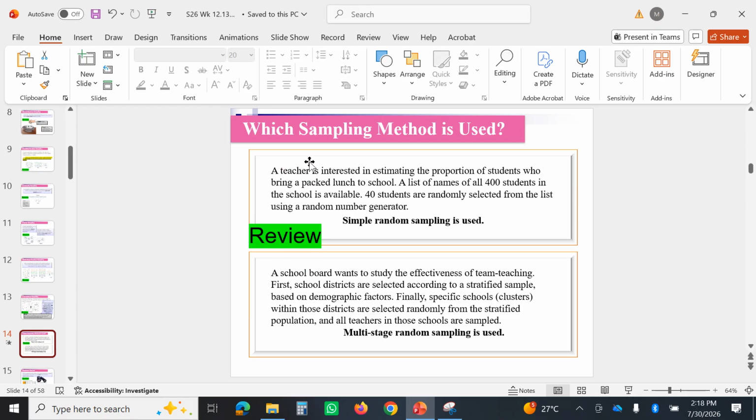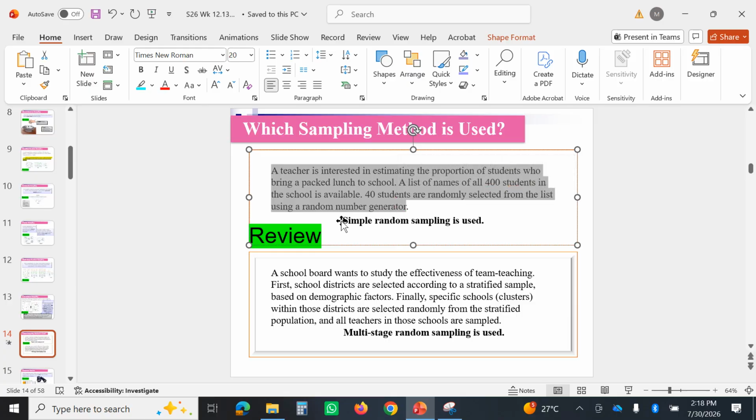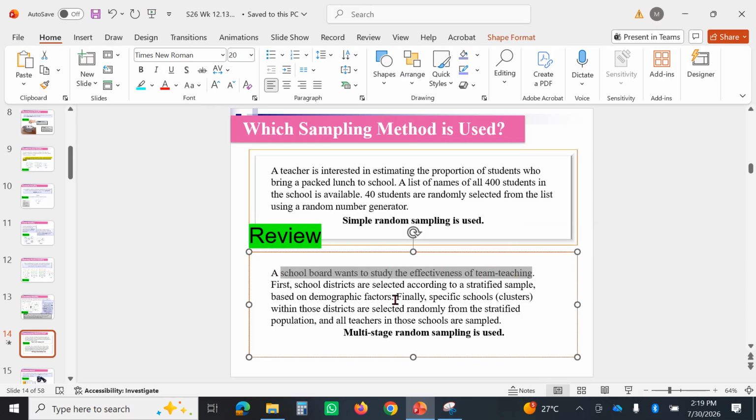So again, which sample method to use? You guys can have a read of this. The answer that I came up with was a simple random sample. You guys can have a look at that as well. Pause the video. Here's another example. A school board wants to study the effectiveness of team teaching. In this case, they'll use a multi-stage random sample. All right. Let me know what you think on those ones. Just things there to make you go, hmm.